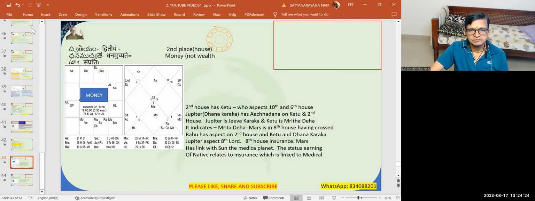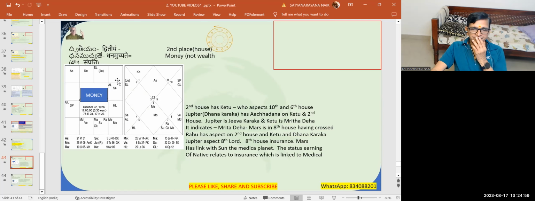Now, second house. Dvitiyam Dhanamuchyate. Second house is Ketu, who aspects the 10th. That is the Achadana of the Ketu. He aspects the 10th and 6th; he also aspects 6, and it is Artha. Artha means earnings. 10th is status in profession. 6th is working conditions. And Ketu, he is in the second house.